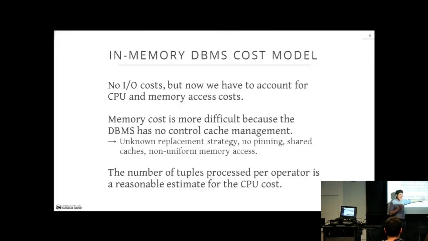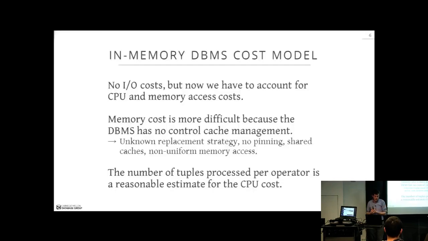So, for most in-memory databases that I'm aware of, the way they're going to handle this is to always estimate the number of tuples that are going to be processed per operator. And that's going to be our cost model. That's the metric that we're going to care about. So this encapsulates both the memory and the CPU overhead without having to get to real fine-grained measurements of these different parts.